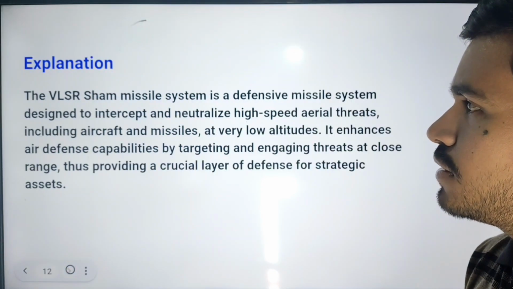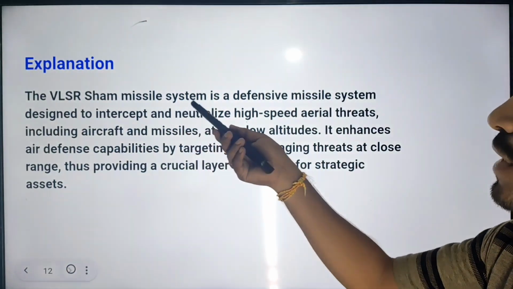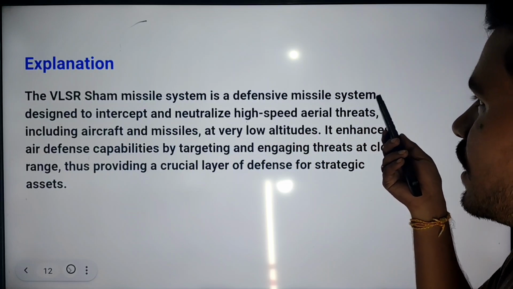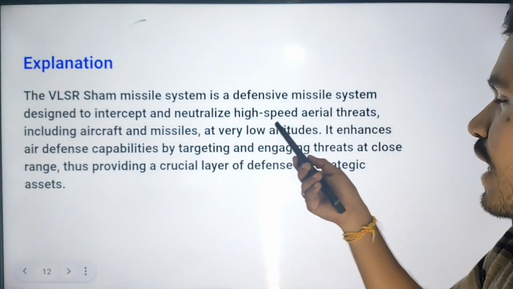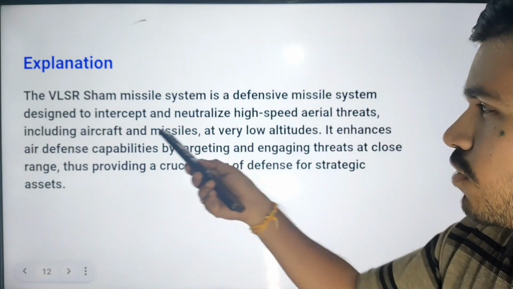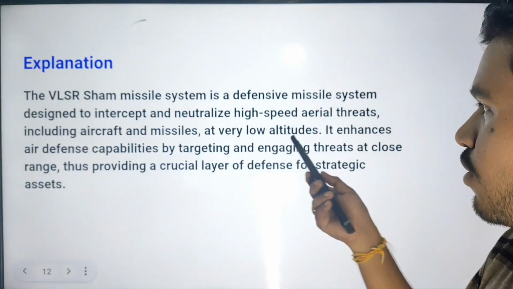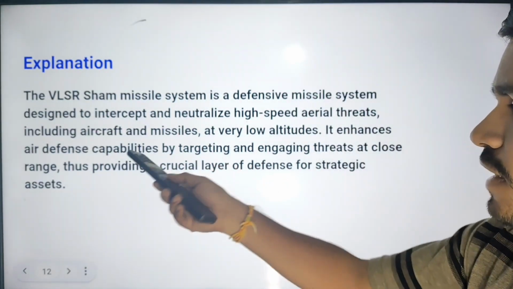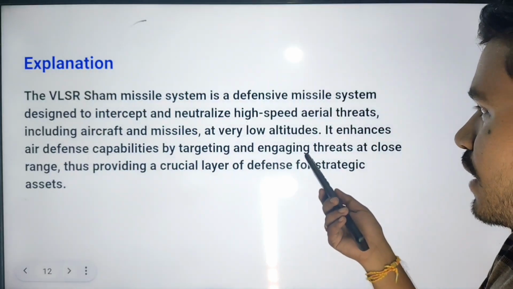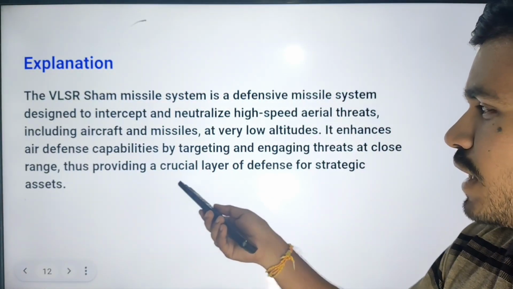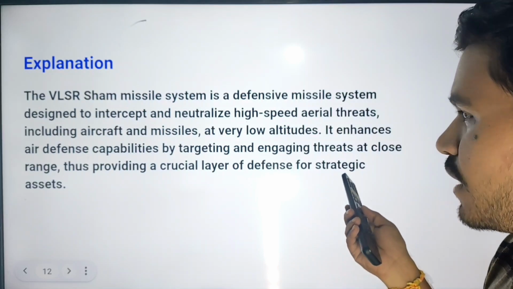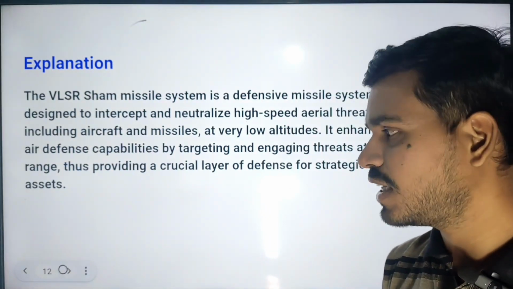If you see the explanation, the VLSR SHAM missile system is a defensive missile ecosystem designed to intercept and neutralize high speed aerial threats, including aircraft and missiles at very low altitudes. It enhances air defense capabilities by targeting and engaging threats at close range, thus providing a crucial layer of defense for strategic assets. Next question.